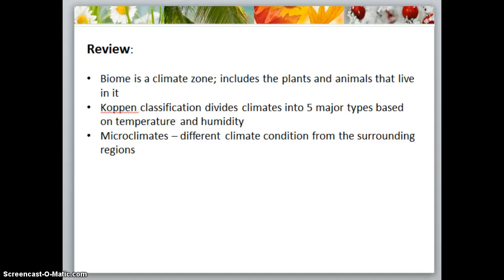Microclimates are where, if you're in a climatic zone, there's an area within that climate zone that might be just a little bit different. We call that a microclimate, and that area might have different climate conditions than the whole climate zone. So those are considered microclimates.